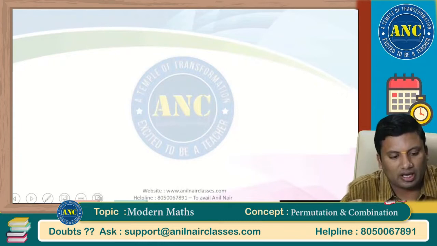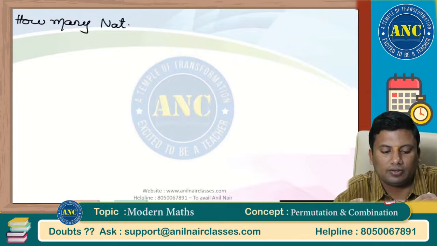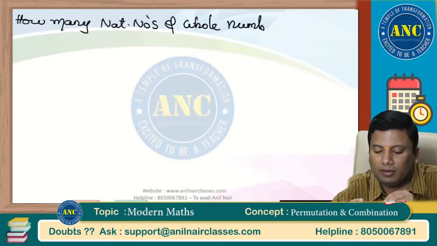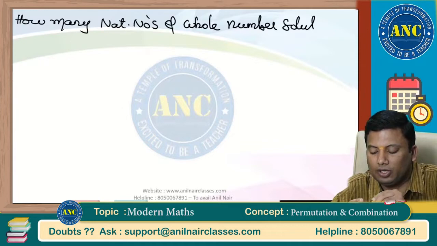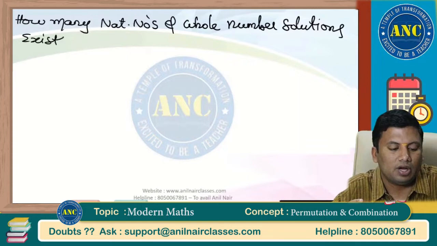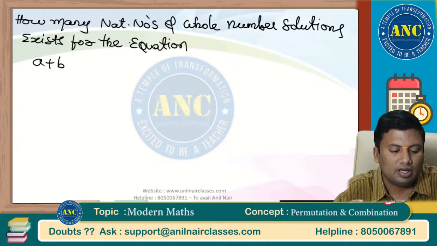Suppose the question can also be asked like this. How many natural number and whole number solutions exist for the equation a plus b plus c equivalent to 8?